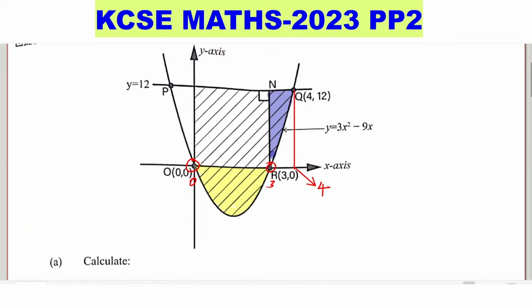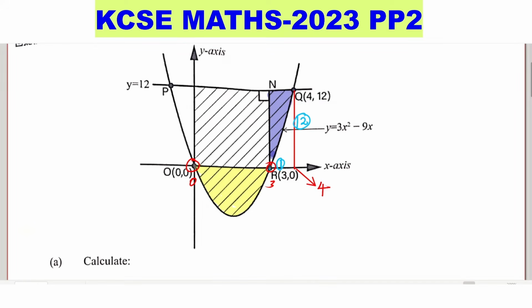And this shape that has been formed here, you can see there is a rectangle measuring, from 3 to 4, this is 1. The measurement of this rectangle here, from 3 to 4, is 1 unit. Then upwards, from 0 to 12, so those are 12 units. So you will get the shaded area by getting the area of that rectangle, which measures 1 by 12.